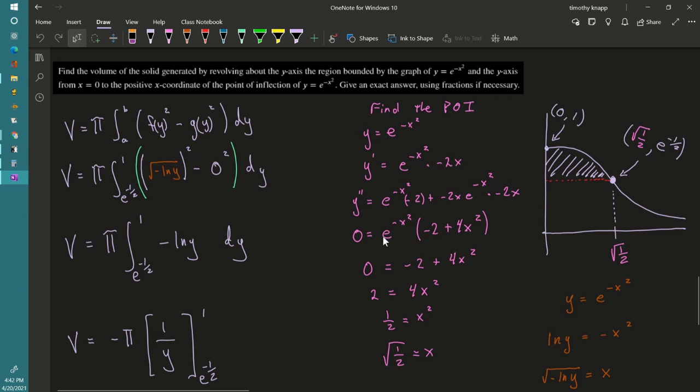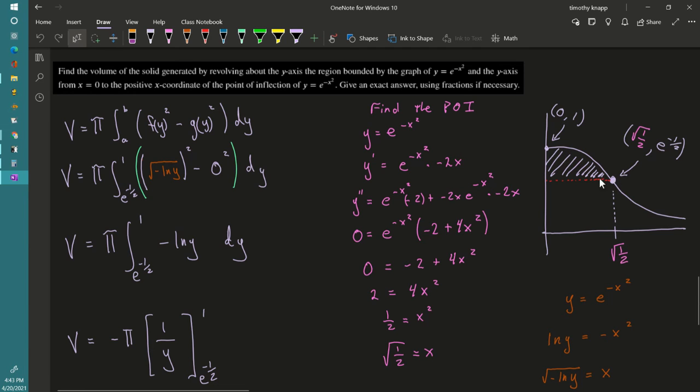Now, this function here is never 0, so it's no solution. So you set this one equal to 0, solve, and it turns out you get the square root of a half, okay? And it's a plus or minus, but I'm going to use the positive version of it because it says it's the positive x coordinate. Then to figure out the y coordinate, I went ahead and plugged it back in. So you plug root of 1/2 into here, and it turns out you get e to the negative root of a half squared, so e to the negative a half. So there's my y coordinate there, okay?